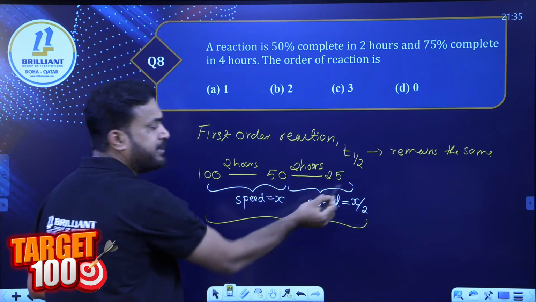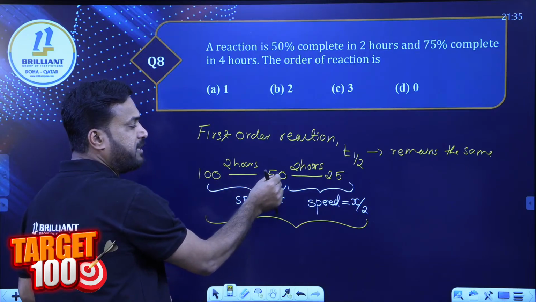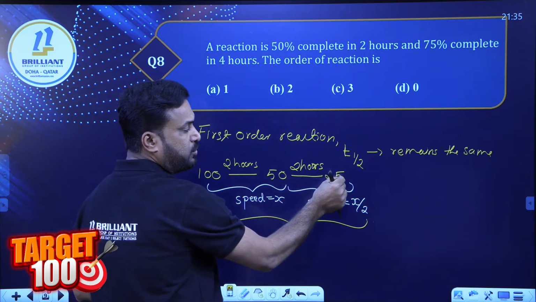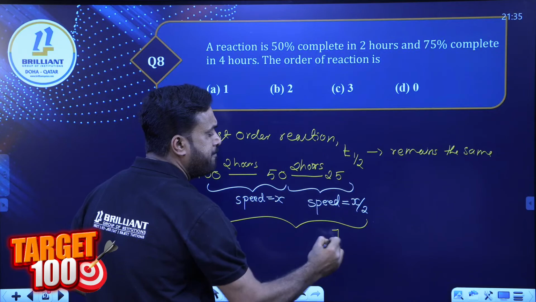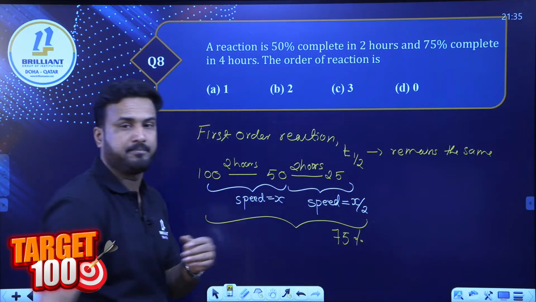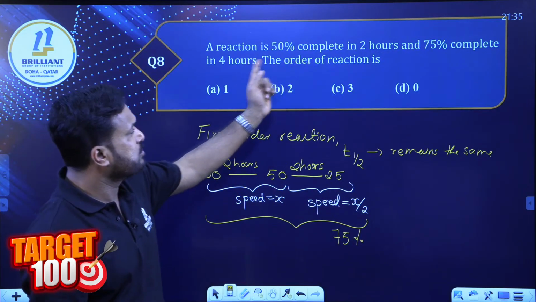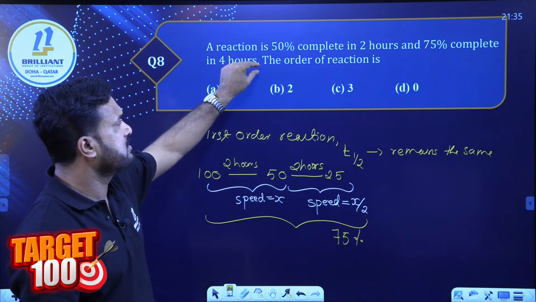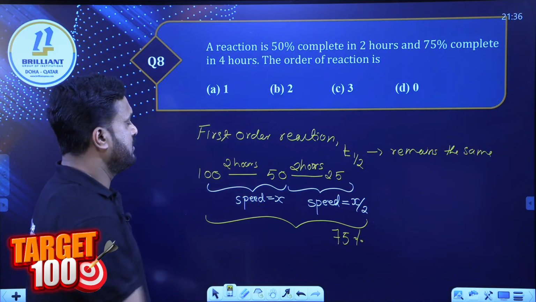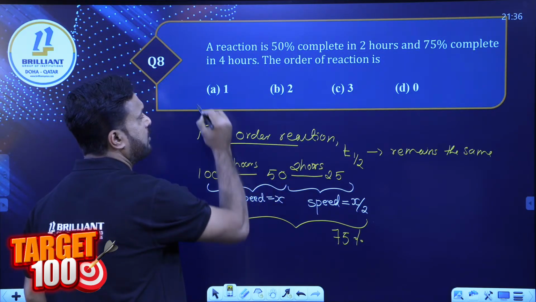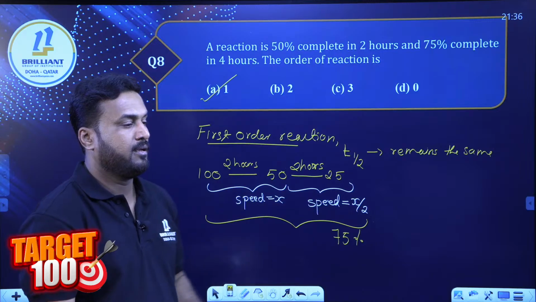See, here to here, how much has been completed? 100 to 50 means 50% has gone. So till this 25 means 75% has been completed. That is only what they are asking. So 75% takes 4 hours, which means this is in which order? First order. So the correct option is A.